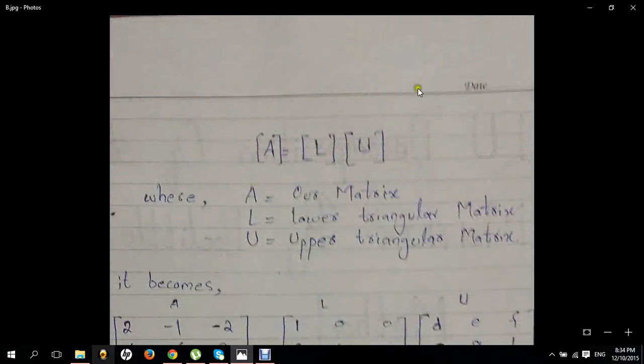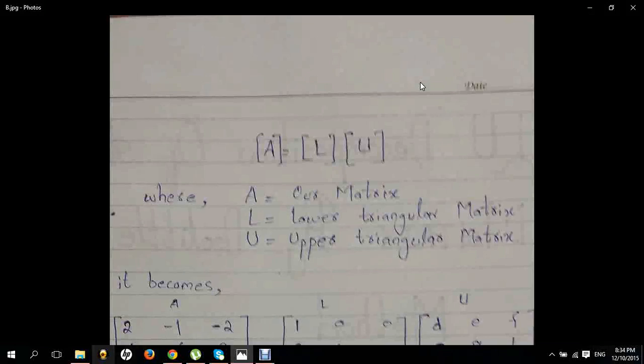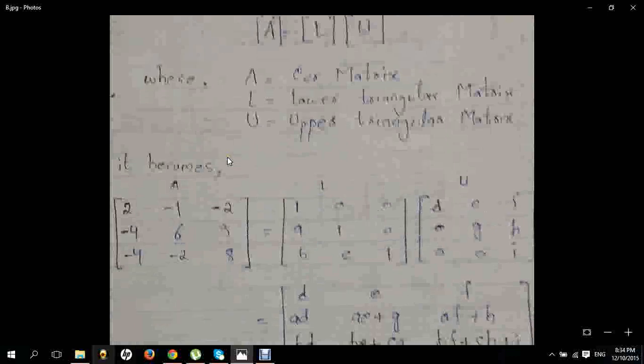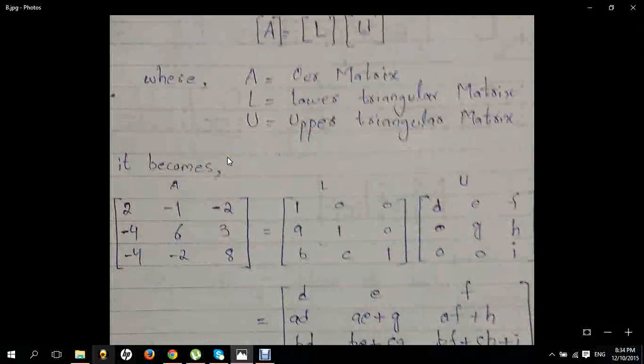First we have to consider this thing. Matrix A is basically a multiplication of lower triangle matrix and upper triangle matrix. So it makes an equation as A is equal to LU, in which L is our lower triangle matrix and U is our upper triangle matrix. And when they both multiply, they make matrix A, which is our main matrix.